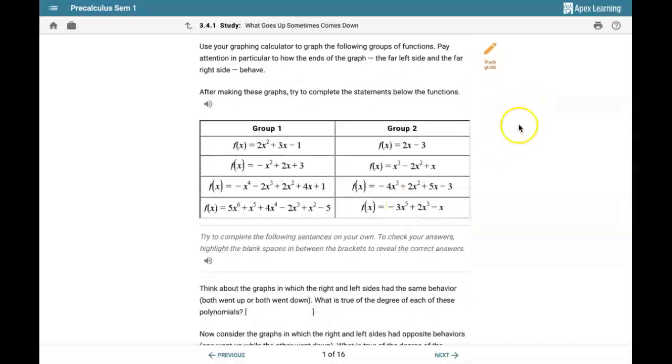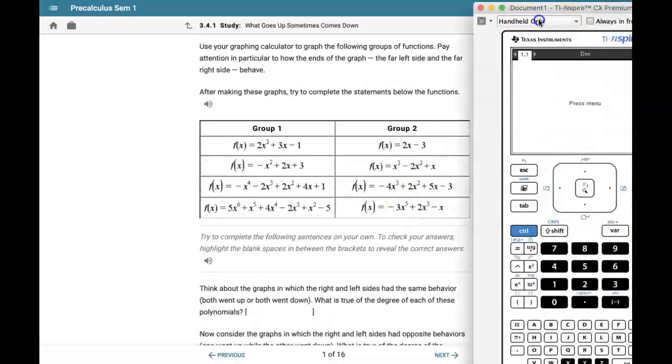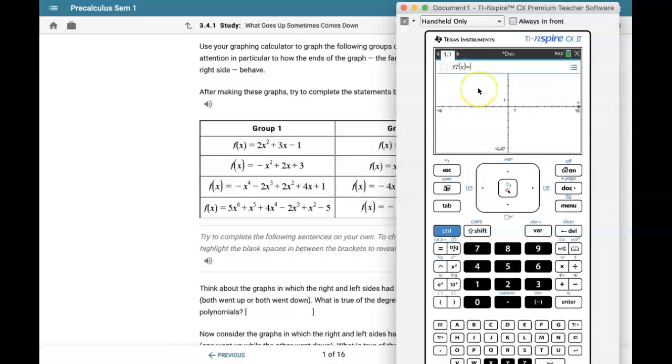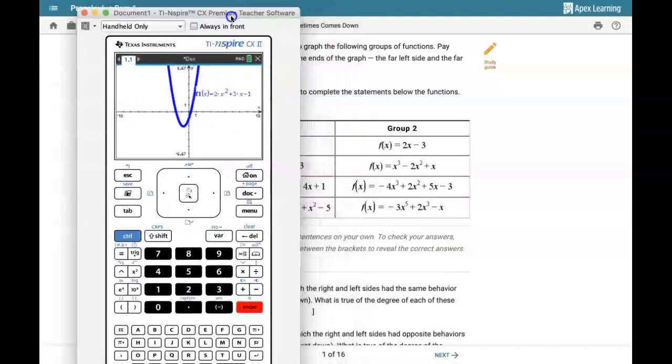To show you what that might look like, let me move my graphing calculator in. Please note that my graphing calculator is going to look slightly different than yours. If we're going to plot this first one, you would literally write it as you see it: 2x to the power of 2 plus 3x minus 1. If I hit enter, my graph's going to look something like that. And that's maybe a graph of group 1 here.